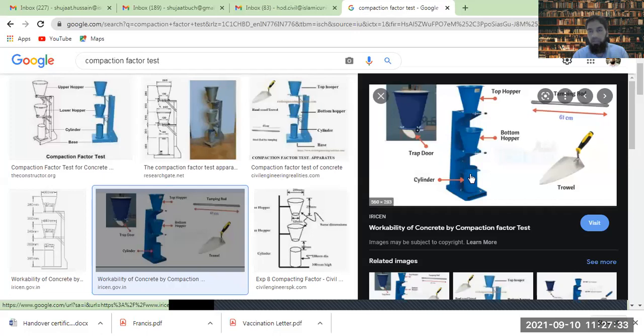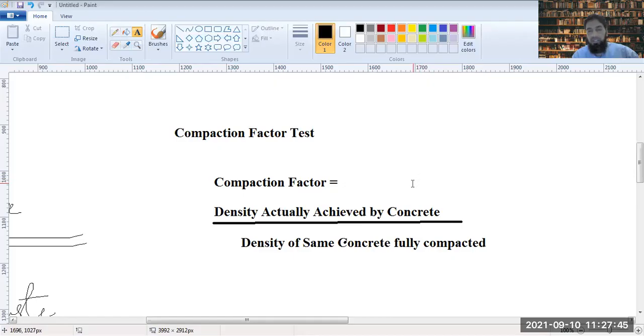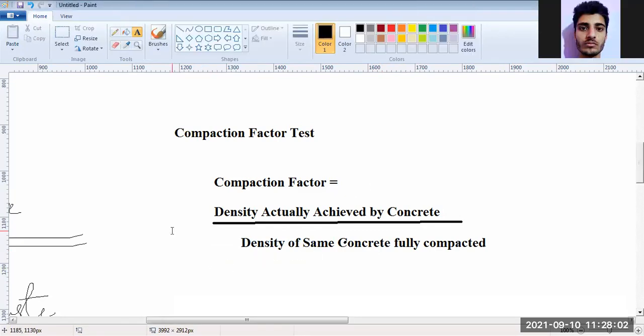So when the concrete goes through here and then down into here, you will pick up the cylinder, measure the mass of the cylinder again and check the density. So you are getting the actual density achieved from this test, and the same concrete which was fully compacted in the cylinder by tamping it a lot. This is the compaction factor test. There are various codes that you use for the compaction factor test.